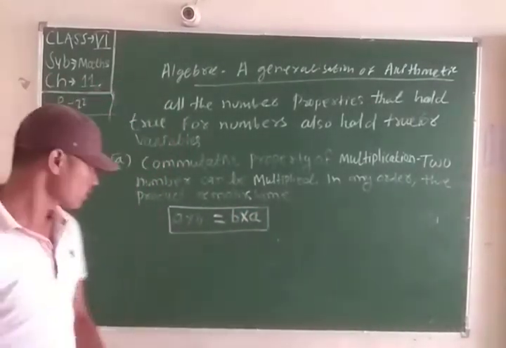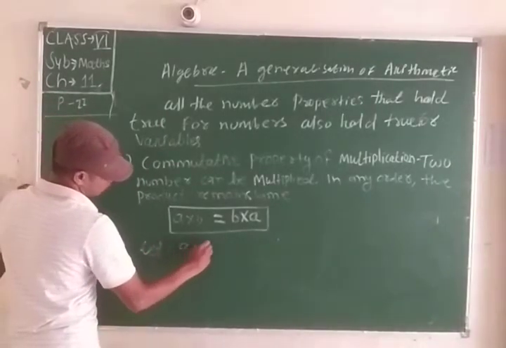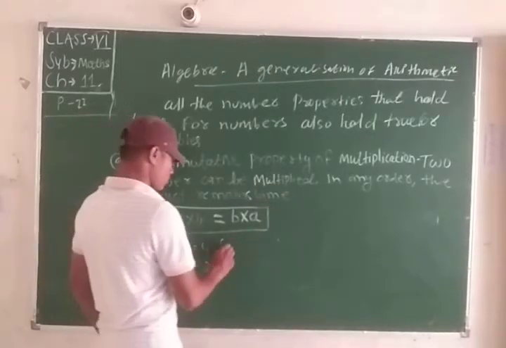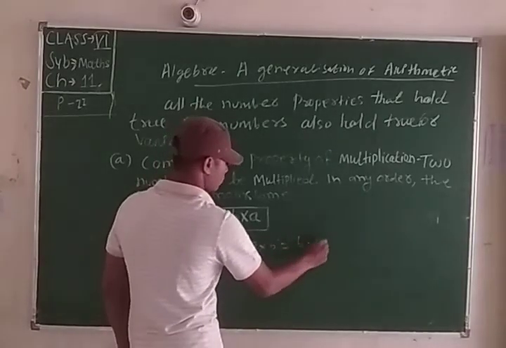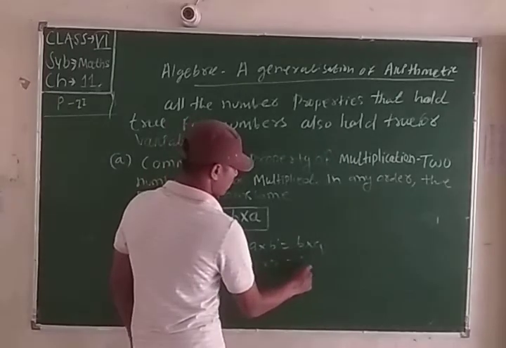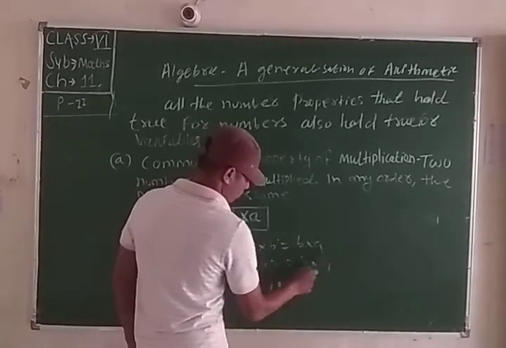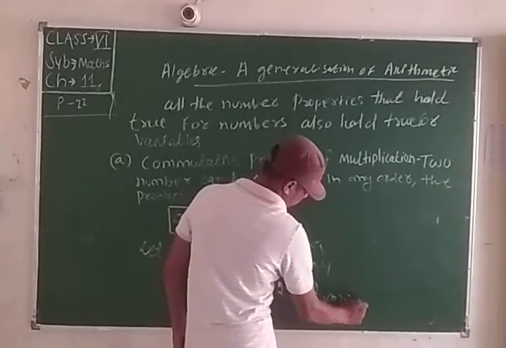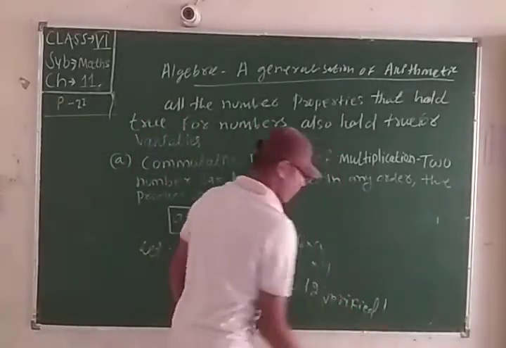Let A equal to 4, B equal to 3. So A into B equal to B into A. A is 4, B is 3, so 3 into 4. 4 times 3 is 12, equal to 3 times 4, which is also 12. Here also we can verify the numbers.